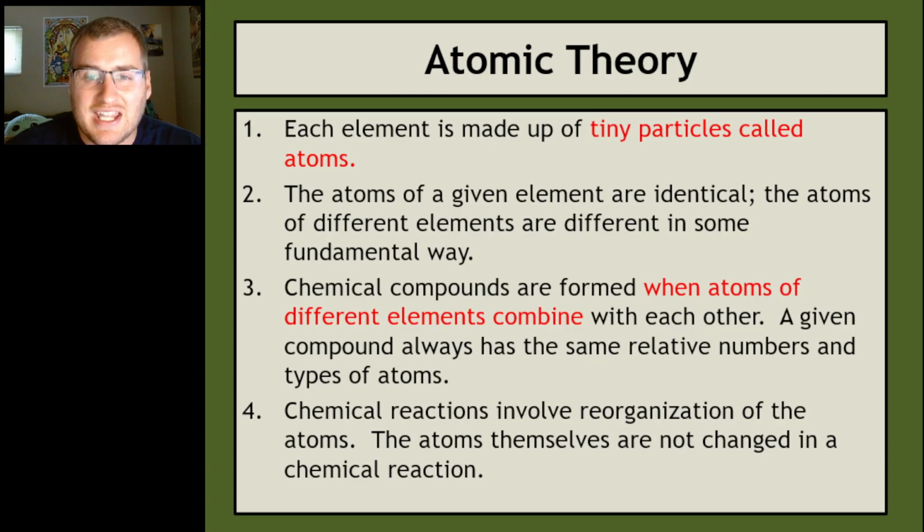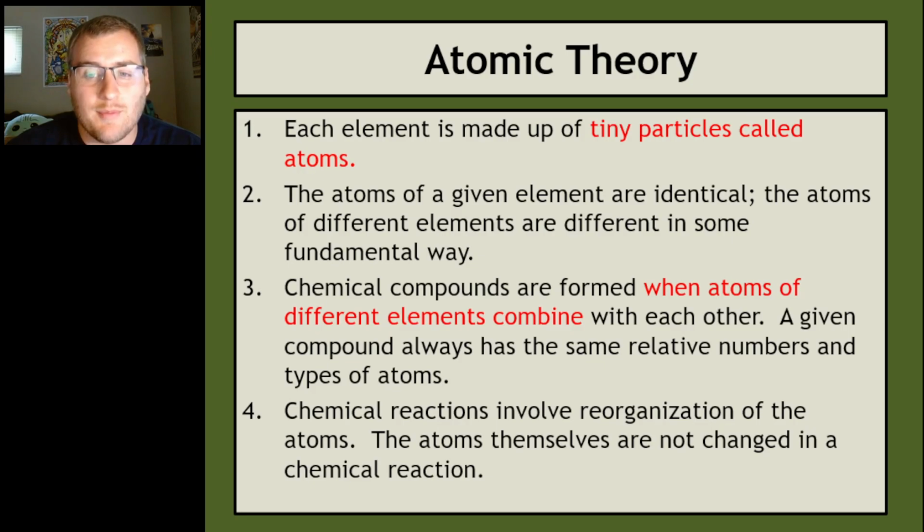Number one, each element is made up of tiny particles called atoms. Number two, the atoms of a given element are identical. The atoms of different elements are different in some fundamental way. Right? A gold atom is the same as any other gold atom, for the most part. But every gold atom is different from every single uranium atom.